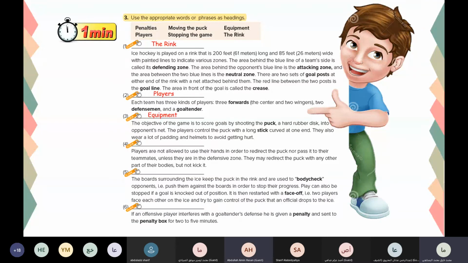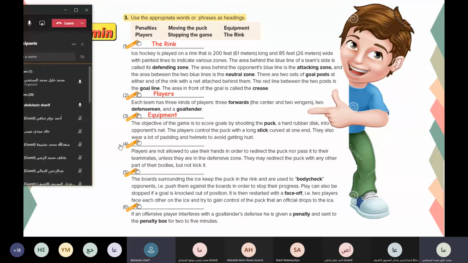The object of the game is to score by shooting the puck, a hard rubber disc, into the opponent's net. The players control the puck with a long stick curved at one end. They also wear a lot of padding and helmets to avoid getting hurt. Good, thank you. Now, what about number 4?